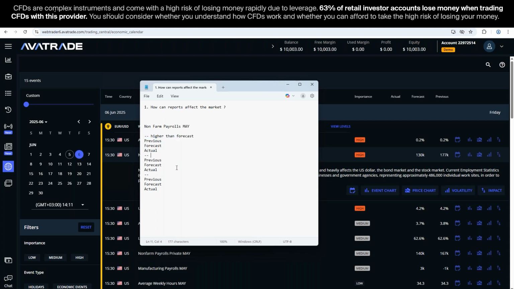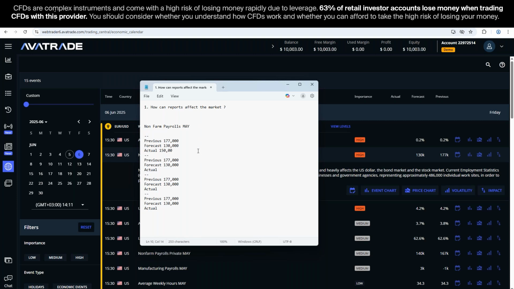Okay, let's write down the numbers first because I want you guys to understand how this thing works. So previous is 177, we said 1,000. We're going to paste it in the previous. And now the forecast is 130,000. We're going to paste it down like that. And now we're going to play with the actual. So let's suppose that the actual is going to come higher than the forecast, 150,000.